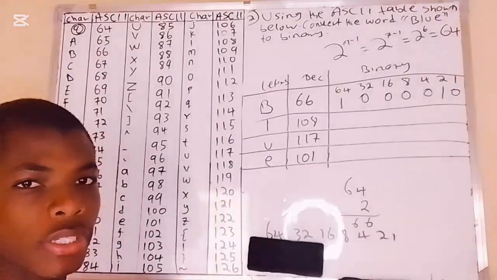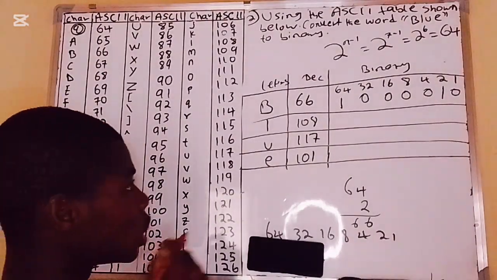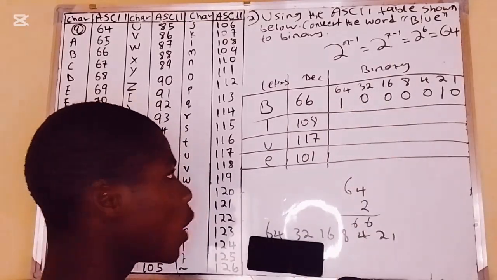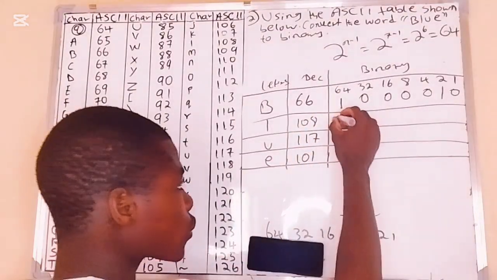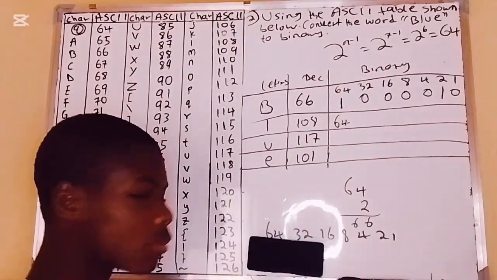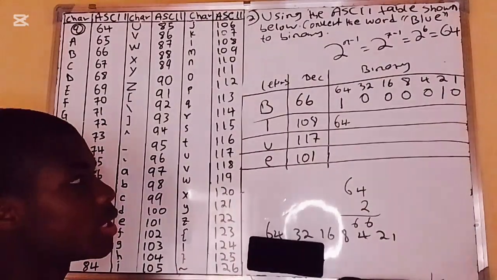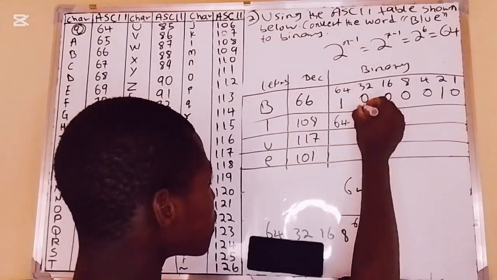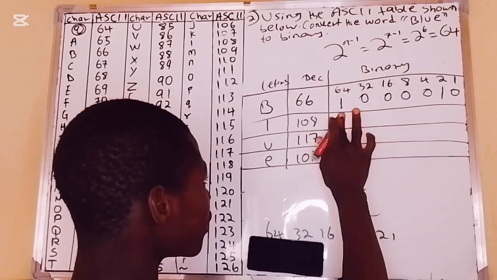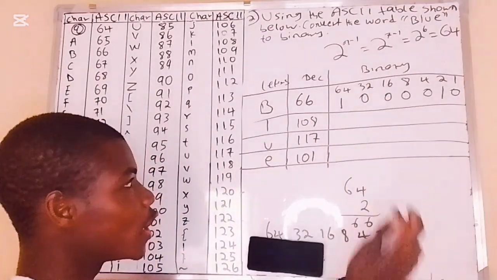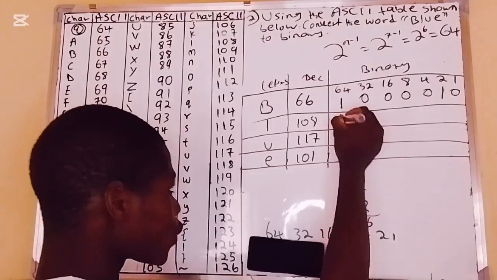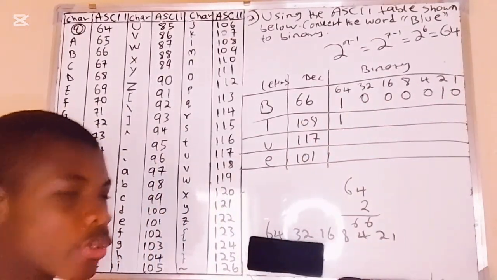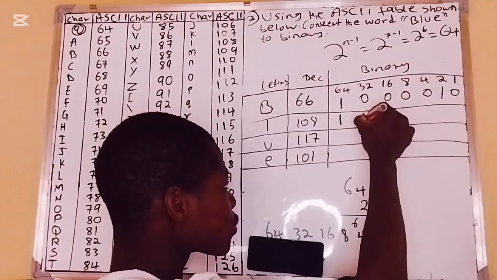I hope you get this point. The next is: what number should I add to give me 108? I must include this 64. Yes, I must include it. The next is that I must include this 32. Okay, sorry, I put 64. If I include 64, I'll get 1. And I must include 32 because 64 plus 32 will give me 96. So I must include it.